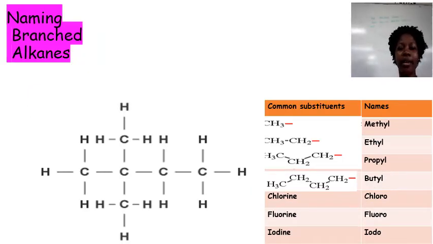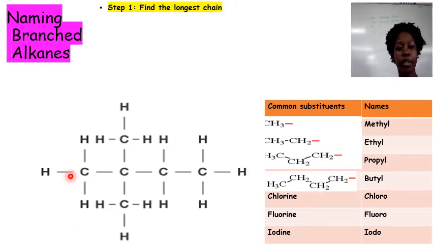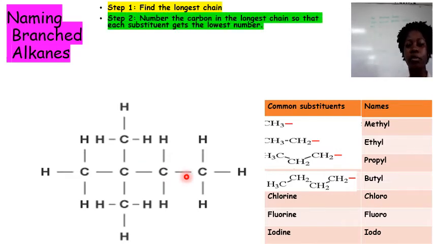So now we have our last one, and this one might look a little tricky, but it's quite simple. So the first thing that we have to do, of course, is find our longest chain. Okay, so this right here would be our longest chain, right? Good, everyone got that one. The next thing is we have to number the carbons in the longest chain so that each substituent gets the lowest number.